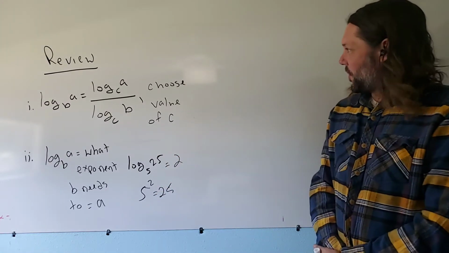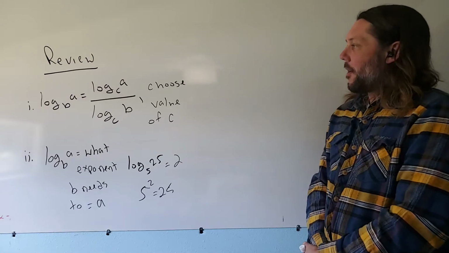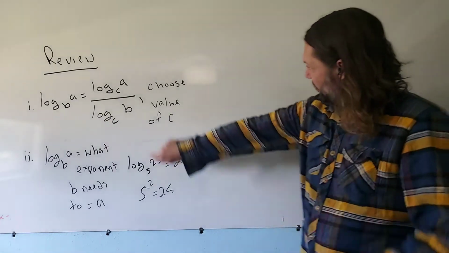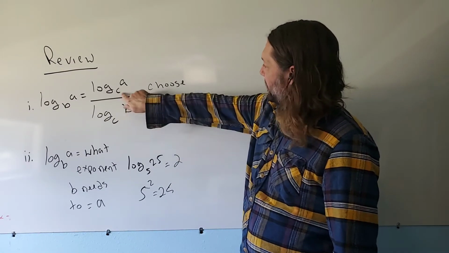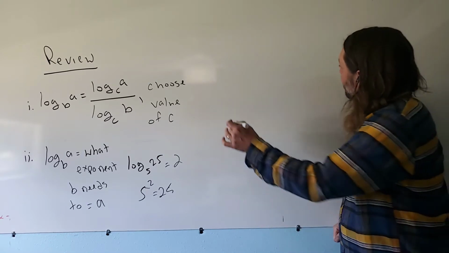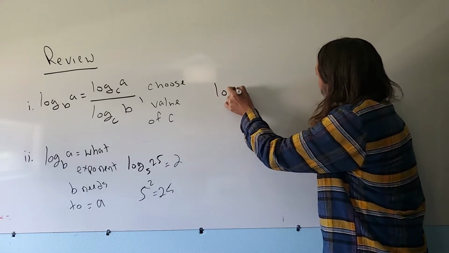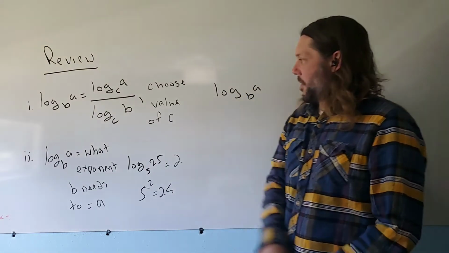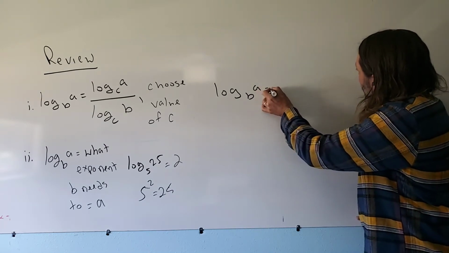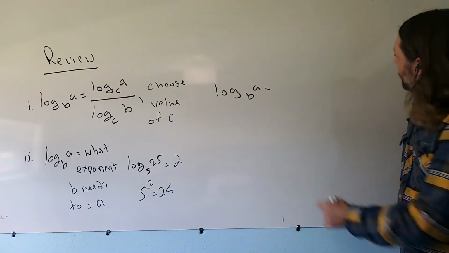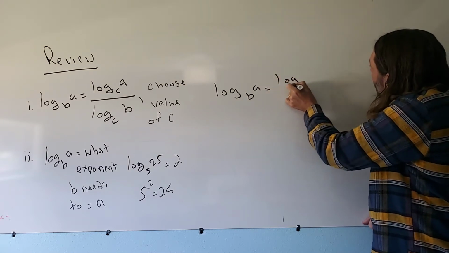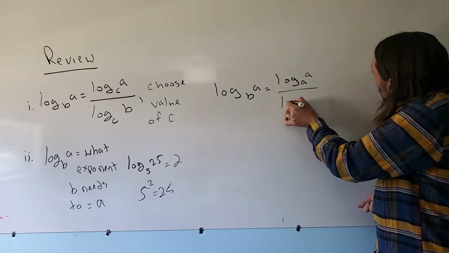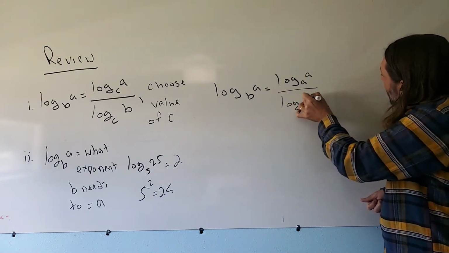Now I'd like to come back and talk about our change of base idea. Remember, we're allowed to choose any value for our base number. So again, I'm going to write log base b of a, but instead of using c for my number, I'm going to pick my base number to be a. So now I get log base a of a divided by log base a of b.